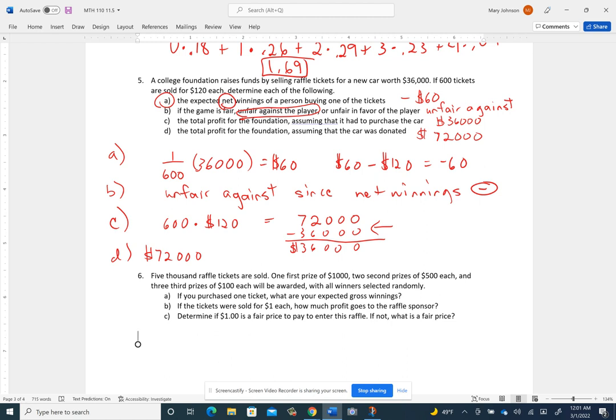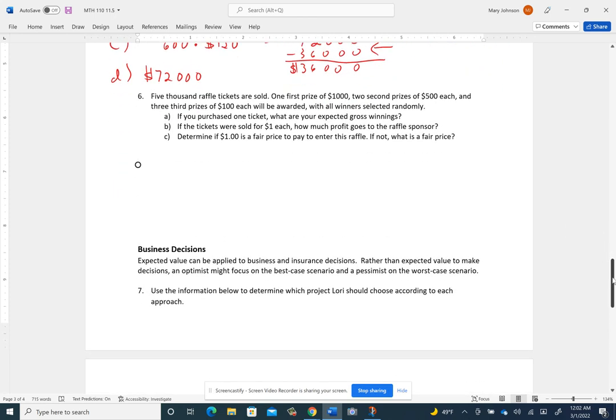So let's look at question number 6. This one's also a raffle. 5,000 raffle tickets are sold. First prize is $1,000. Second prize, you get 2 of those, and they're $500 each, and 3 third prizes of $100 each. The winners are selected randomly. These 5,000 raffle tickets are all in a bag, and you just pull out the winners. It says if you purchase 1 ticket, what are your expected gross winnings?